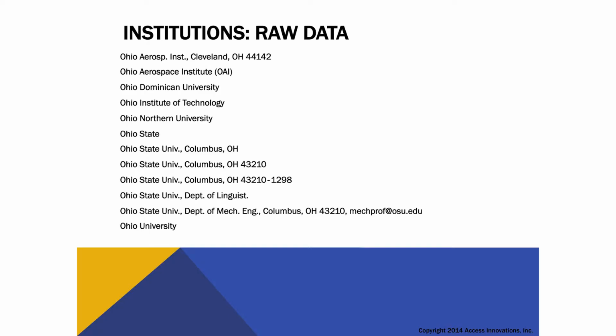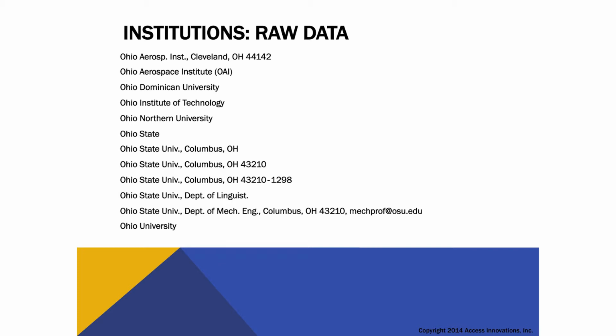So what are we talking about? I pulled some raw data. This is completely undisambiguated data. So we have Ohio Aerospace, Cleveland, Ohio, which sounds like it's probably the Ohio Aerospace Institute. And you can see that, and I can see that. What we have to decide is whether our computer algorithm can see that, or whether it gets reviewed by an editor.